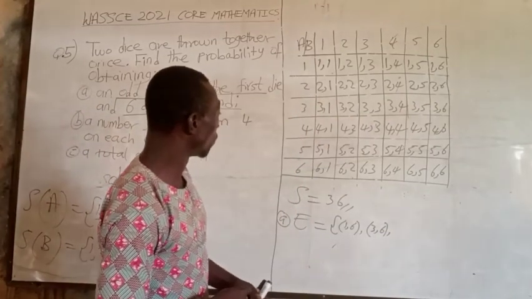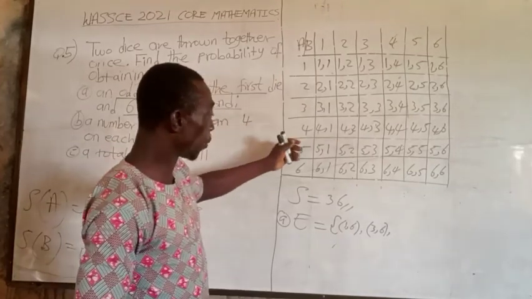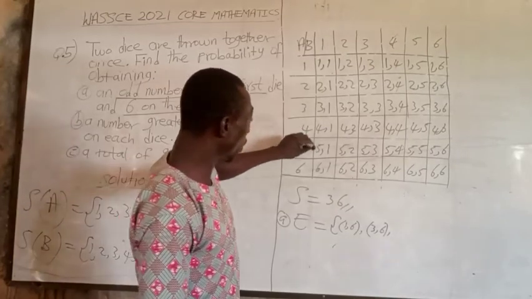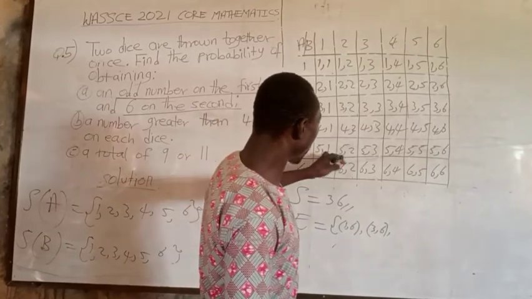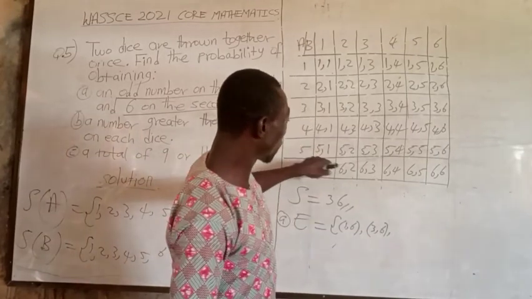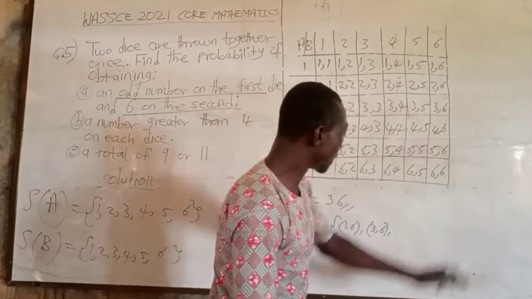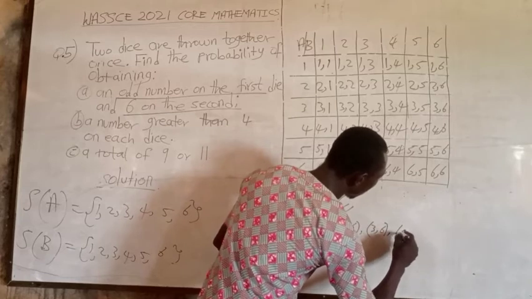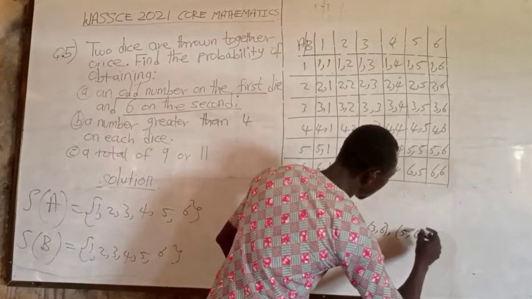On the fourth row, we have even numbers first, so we ignore it. And on the fifth, we have odd numbers, so we have 5, 1, 5, 2, up to 5, 6, which is an odd number and a 6. So we have 5 and 6.